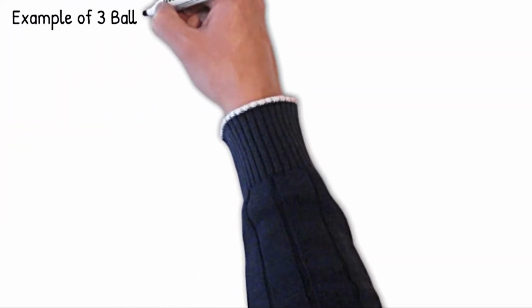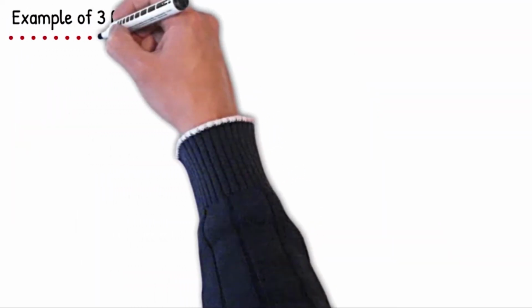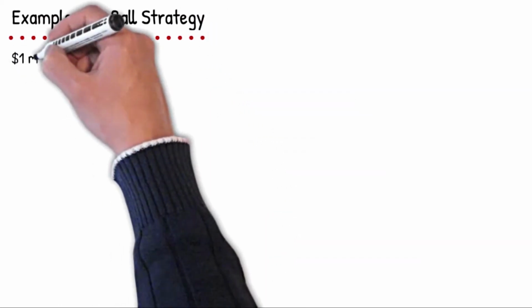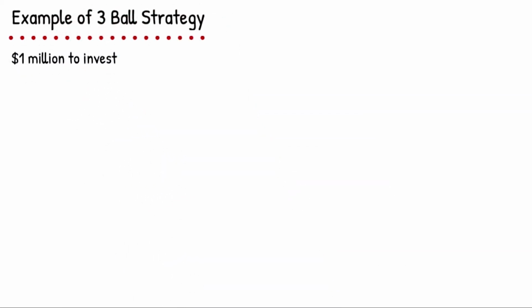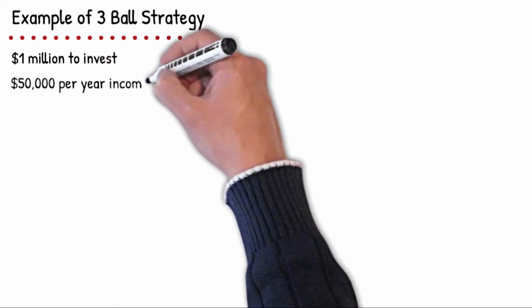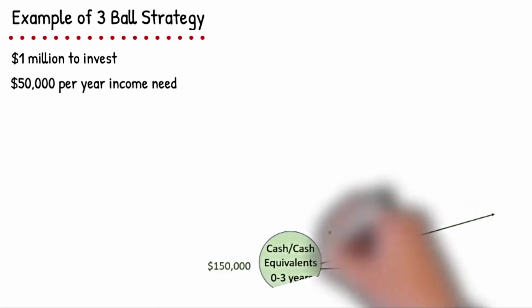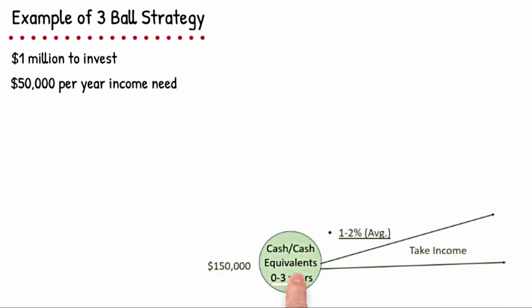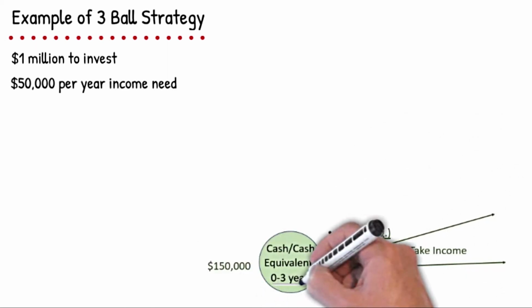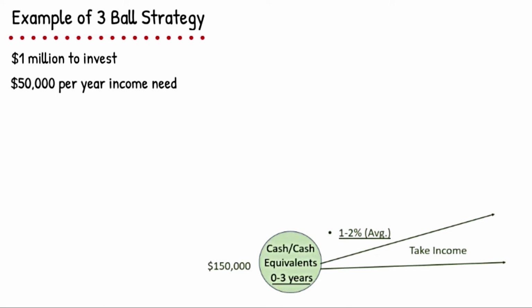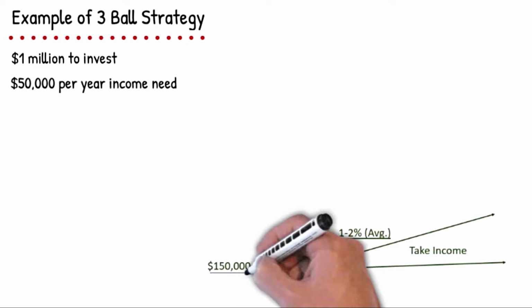Now we will show you an example of how the 3-ball strategy works. Let's say for an example that you have $1 million to invest and you'd like to take an income of $50,000 a year from your investment portfolio. Based on the 3-ball strategy, we need to account for your short-term income needs. And so we would recommend investing 3 years worth of income in the first ball. 3 years multiplied by a $50,000 per year income need means we should allocate $150,000 to cash or cash equivalents.